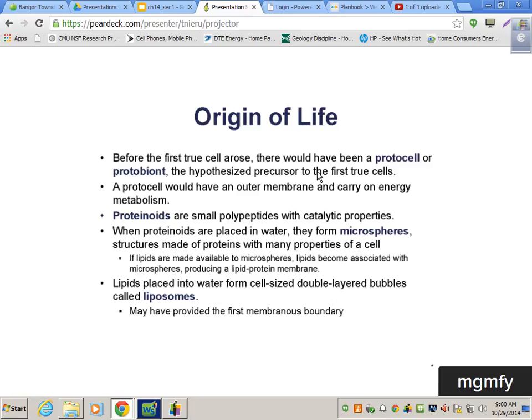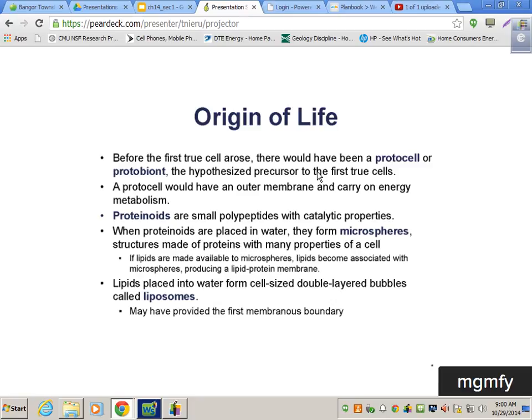And this is going to lead into my cells and things like that. When I say my cells, I'm not talking about my cells. I'm talking about very early cells. So a protocell would have an outer membrane and carry on energy metabolism, which means it would have a source for chemiosmosis, which would involve an enzyme. Does anybody know the enzyme that drives all of our energy production and a lot of bacterial reproduction or respiration as well?